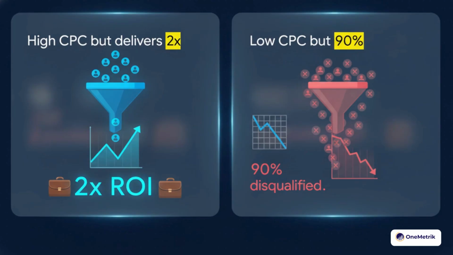LinkedIn basically has a monopoly on professional targeting data. So yes, you pay more per click, but the data clearly shows that when you measure it all the way through to a closed deal, LinkedIn actually delivers twice the ROI of Meta. You're paying a premium, sure, but you're paying for pure precision.